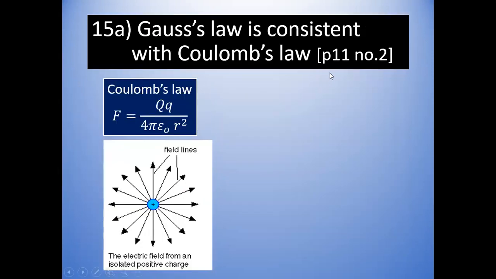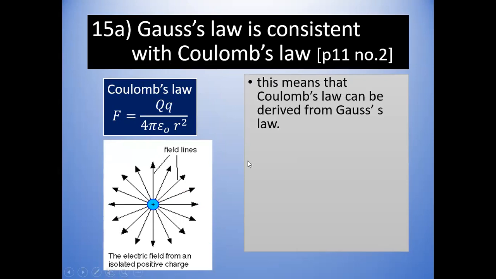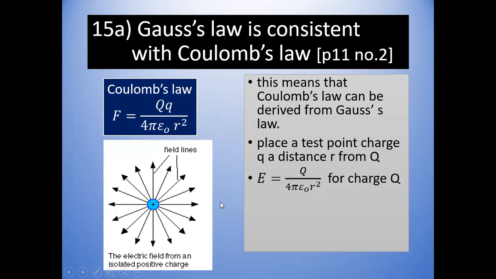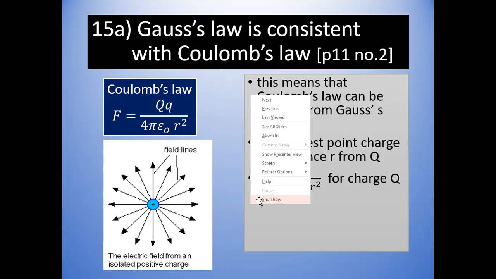Then the next part is to show that Gauss's law is consistent with Coulomb's law. Page 11, number 2. There's your Coulomb's law. It means that you can derive Coulomb's law from Gauss's law, that's all. They don't contradict each other. So Gauss's law basically tells you there's a charge Q there, and then you place another test charge q at a distance r away. So the electric field due to this charge Q. Sorry, I better put it down there.